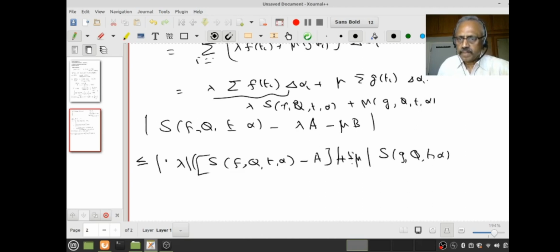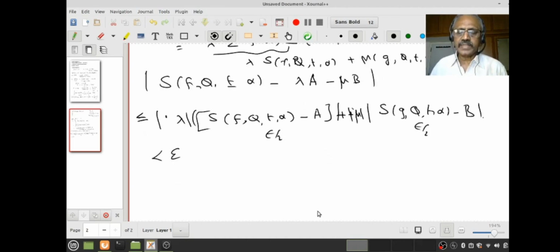Okay, |μ| times |f·b|, right? Now what do I know? I want to show this is less than epsilon. So how will I make sure this is less than epsilon? I can make sure each part is less than epsilon by 2. That again, how will I do that? I know that a is the integral of f with respect to alpha.